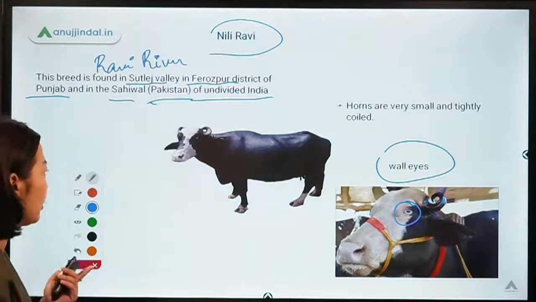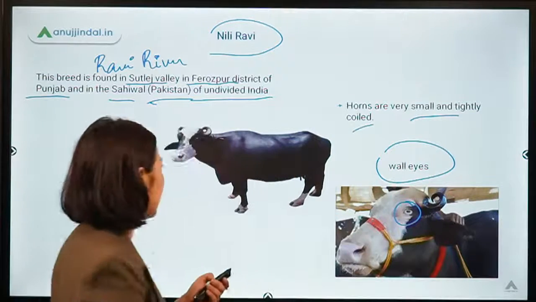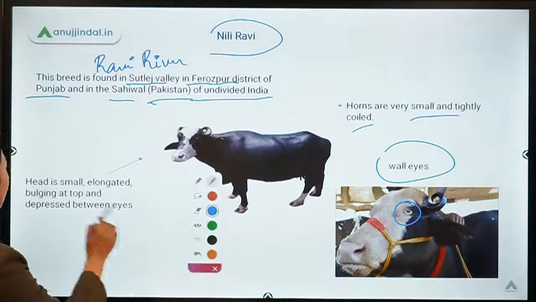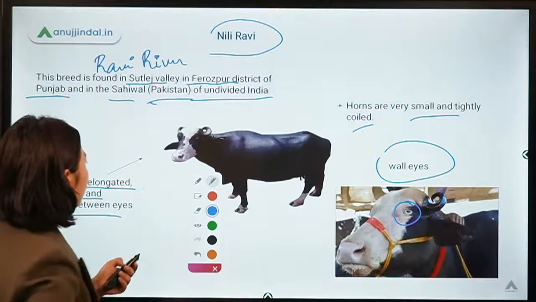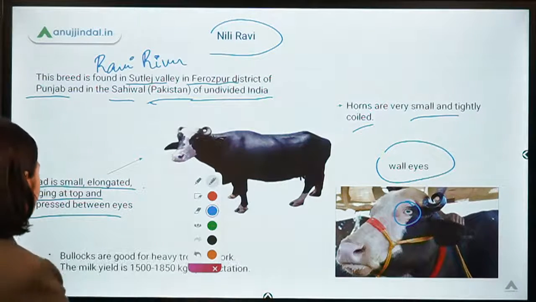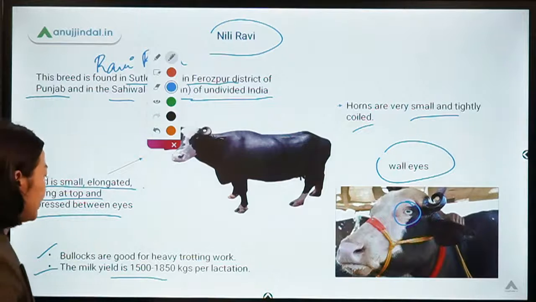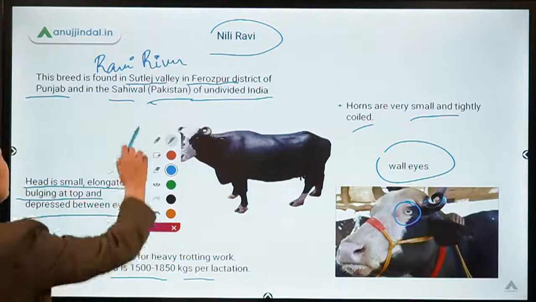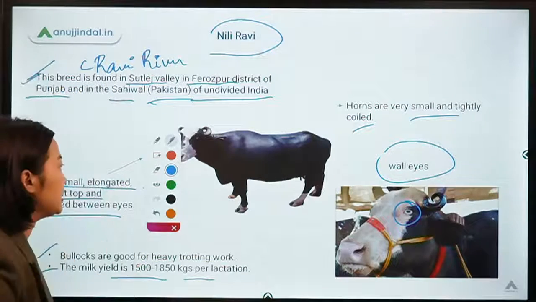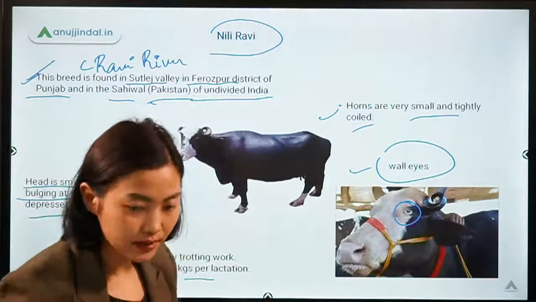Another point you can remember is that the horns are very small and tightly coiled inward. The head is small and elongated, bulging at the top and depressed at the eyes. The bullocks are good for heavy trotting work, and the milk yield is about 1,500 to 1,850 kilos per lactation. So the important characteristics to remember here are the Ravi River, from where it originated, the horns, and the wall eyes. Other than that, this is fine.